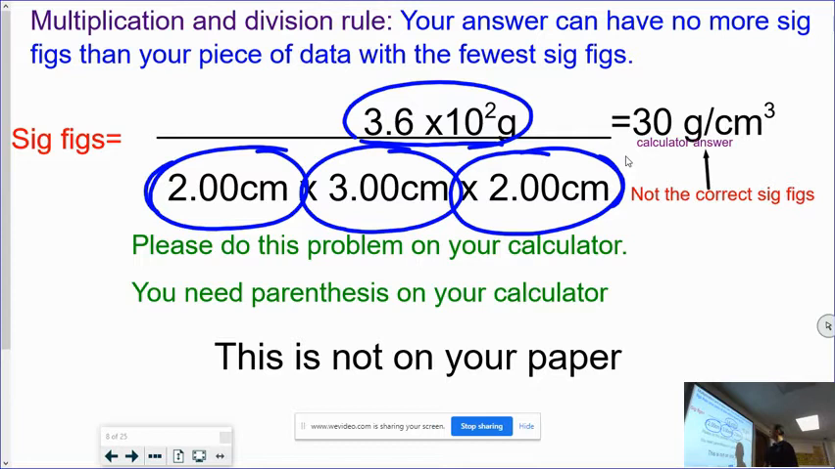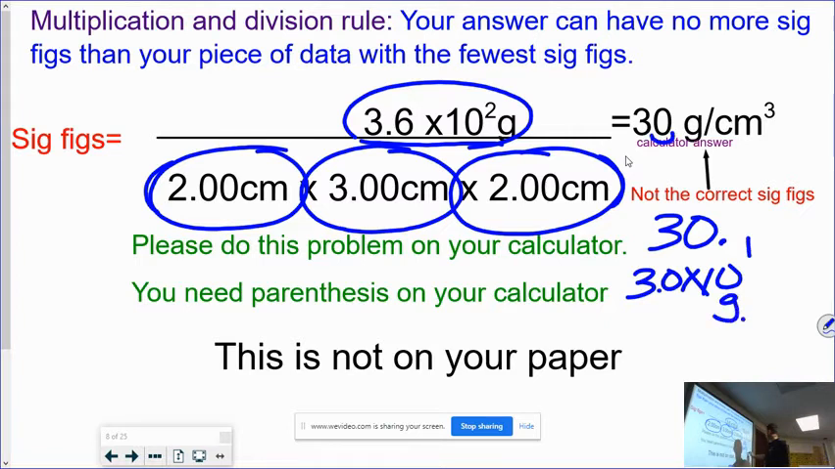So if we look at this, we can only have 2 sig figs in our answer. And that's not the correct answer because we need 2 sig figs. And since there's no decimal point right there, there's only 1 sig fig in that answer. So what we would have to do is we'd have to go 30 point, and that makes that 0 significant, or we can go 3.0 times 10, and we have to move that decimal point 1 spot times 10 to the first grams per centimeter cubed. So there's 2 ways of doing that.